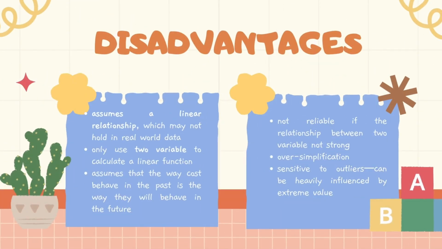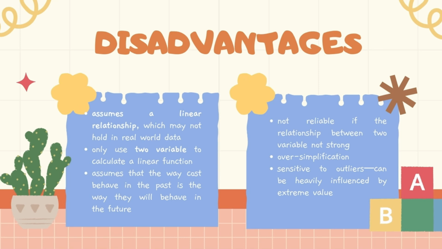Now, let's talk about the disadvantages of linear regression. First, linear regression assumes there is a straight line or linear relationship between the independent and dependent variables, but in real-world scenarios, relationships are often more complex and non-linear. Second, it usually involves only two variables in simple linear regression. This means it can miss other important factors that affect the outcome.